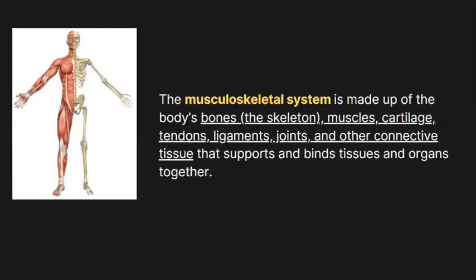So of course, let's define what is musculoskeletal system. Although based on the title, baka may idea na kayo if you're familiar with muscular system or the skeletal system, it's actually both, ng dalawang to na pinagsama sila. Kaya nabuo yung tinatawag natin na musculoskeletal system. And this system is made up of the body's bones, like, of course, what we know, the skeleton. We have the muscles, cartilage, tendons, ligaments, joints, and other connective tissues that support and bind tissues and organs together. So, yan yung mga ilan sa mga actually madidiscuss natin.